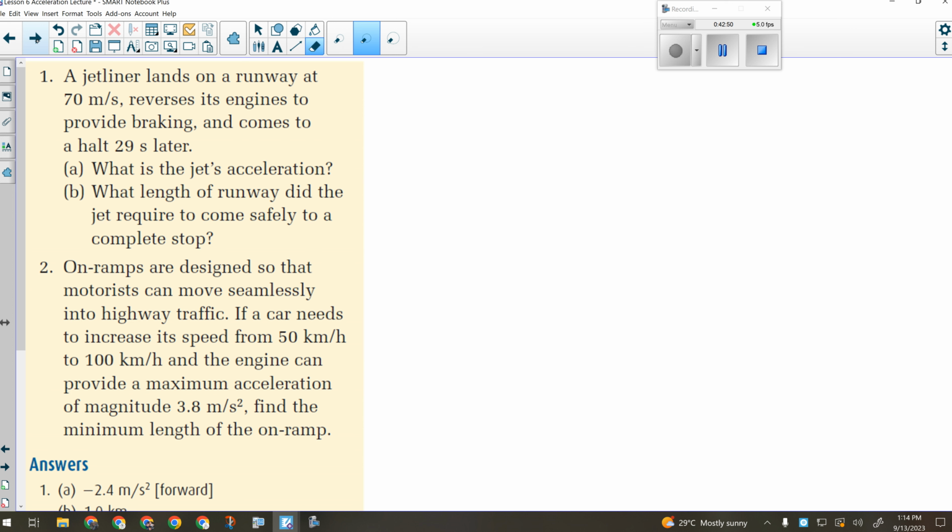Let's have you try just question number 2. Don't worry about question number 1. Question number 2 uses the formula that we just did, but you do have to convert those kilometers per hour to meters per second.